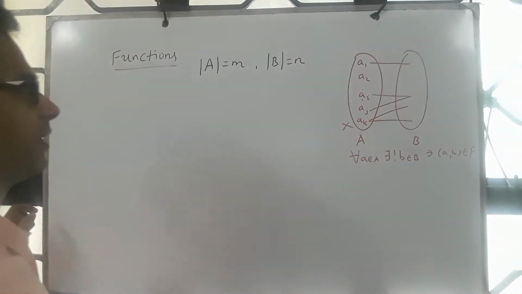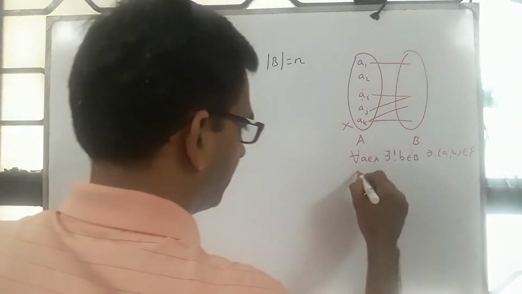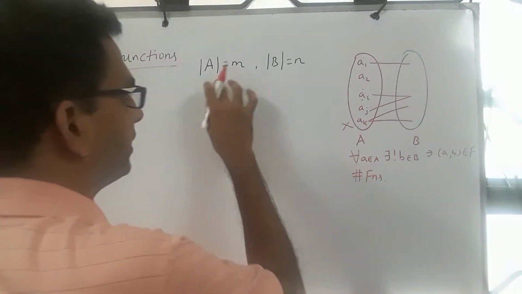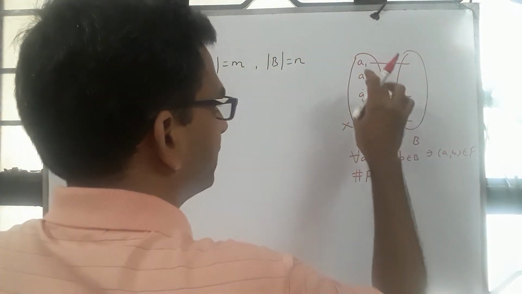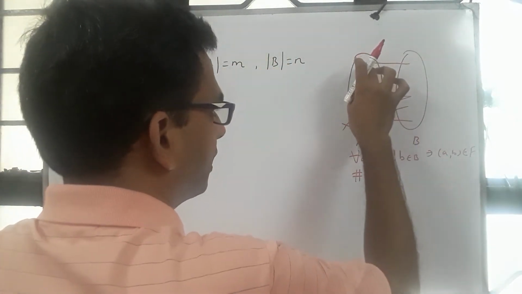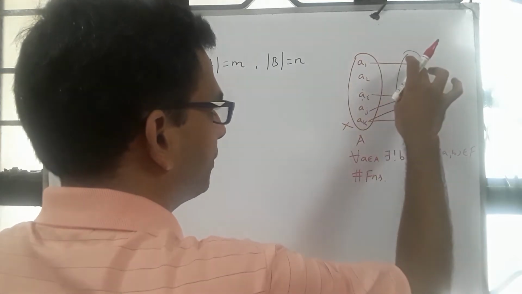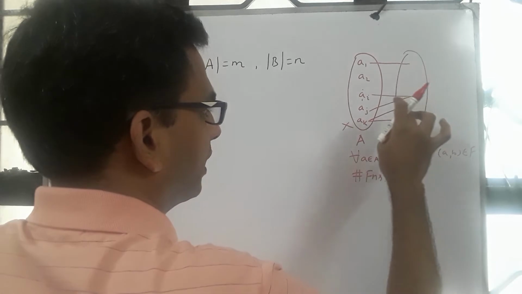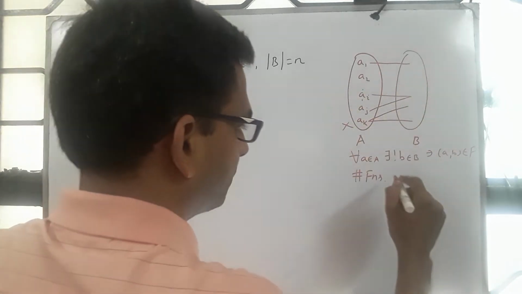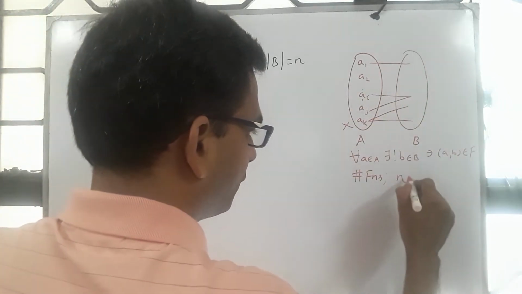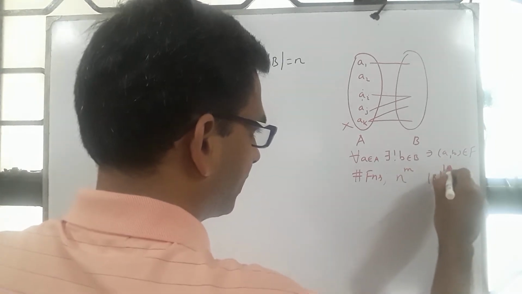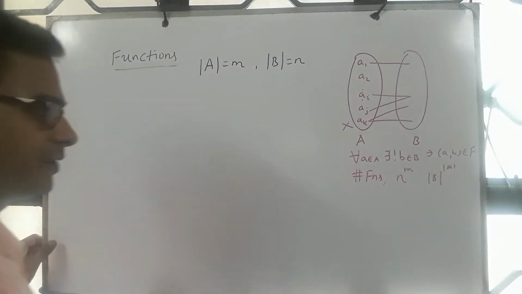And subsequently we counted the number of functions. If there are m elements here and n elements here, we saw that this one can be mapped to any of these, and each of them has n possibilities. So in general, you have n to the power m, or cardinality of B to the power cardinality of A. So this many functions are there from A to B.